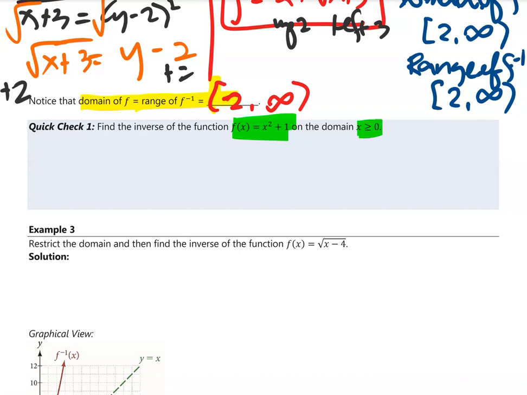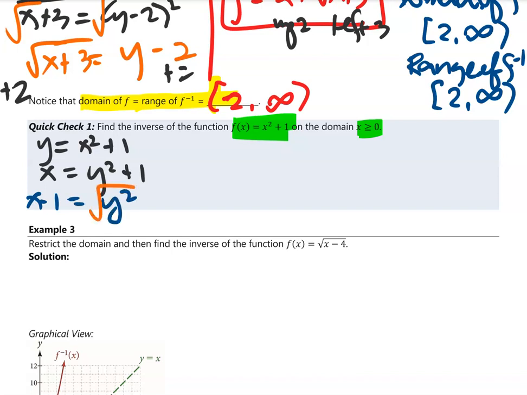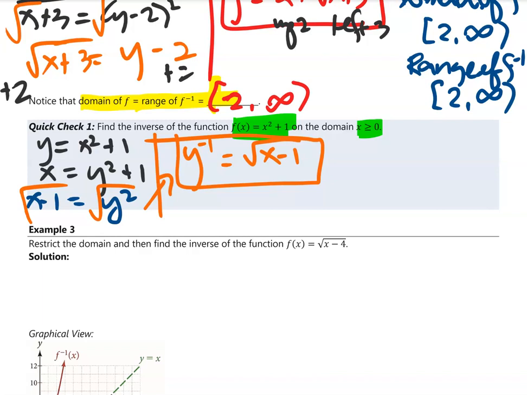So first, let's switch x and y. But first, this is y equals x squared plus 1. Switch x and y. Solve for y. Subtract 1. And then square root both sides. So that's going to be y inverse is square root of x minus 1. So this is the inverse when x is greater than or equal to 0.